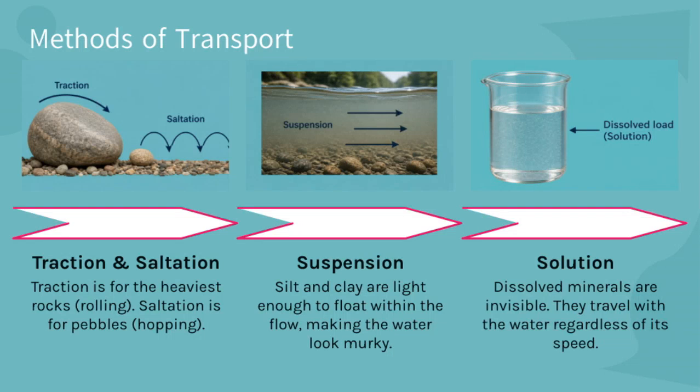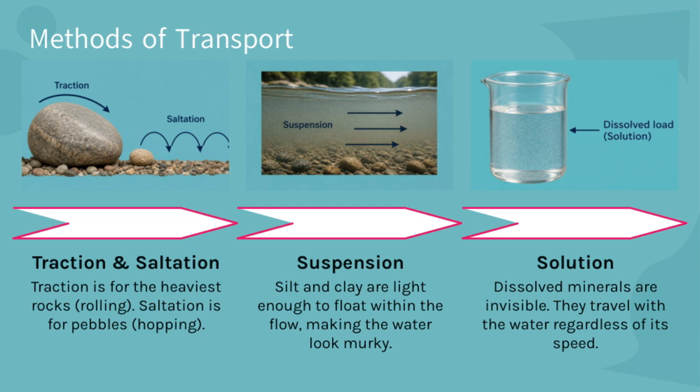The first method is traction. Traction moves the heaviest material. Large rocks and boulders are rolled along the riverbed. This usually happens in high-energy conditions, such as the upper course or during floods. The second method is saltation. Saltation moves smaller pebbles and stones. These particles bounce or hop along the riverbed. They are lifted briefly by the water, then fall back down, then lift again.